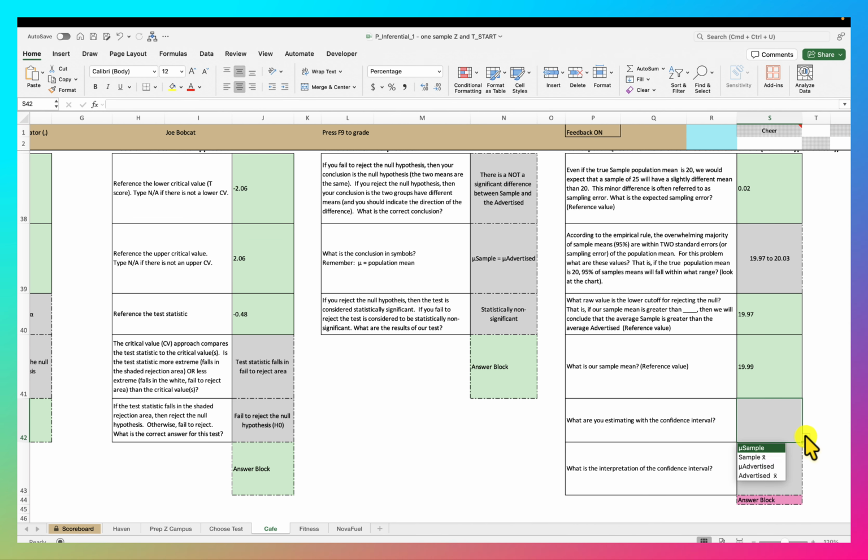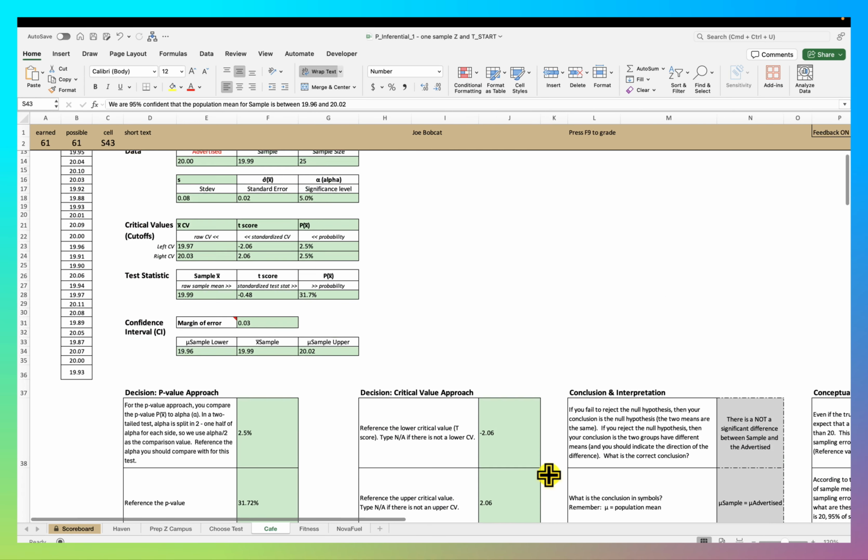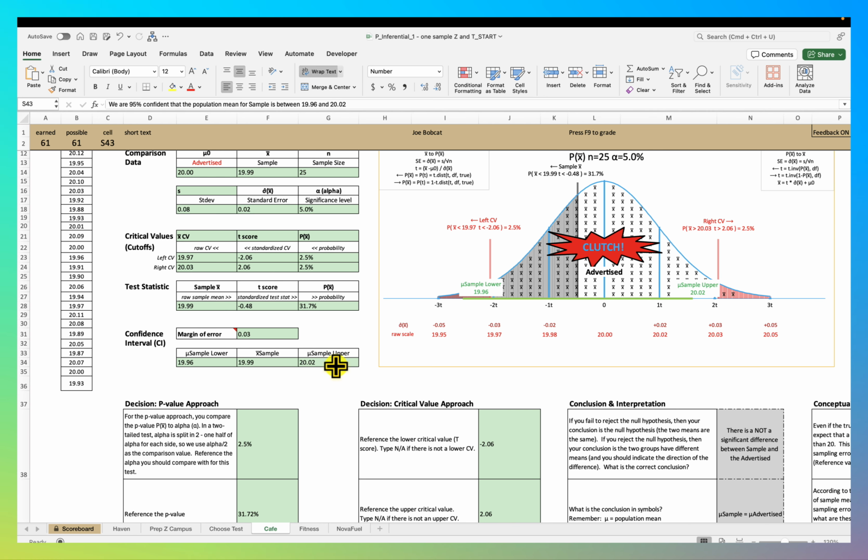And what are we estimating the confidence interval? The population that would correspond to that sample. And what population might that sample have come from? That's what we're estimating. And the interpretation is that we're 95% confident that the population mean for samples is between 1996 and 2002. Where are we getting that? There's the 1996, there's the 2002. And it's also here, 1996 and 2002, on the two ends of that green line. So we're all good. And I'll end this video here and then we'll start a new one.